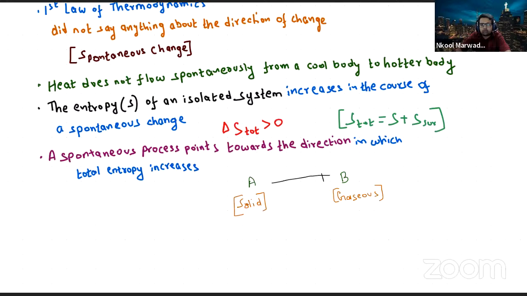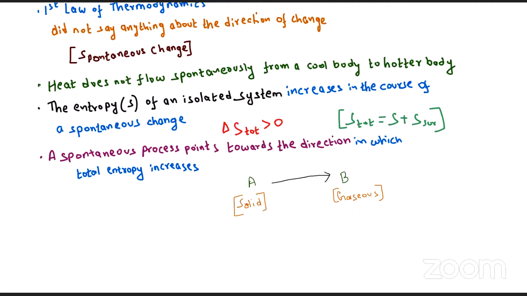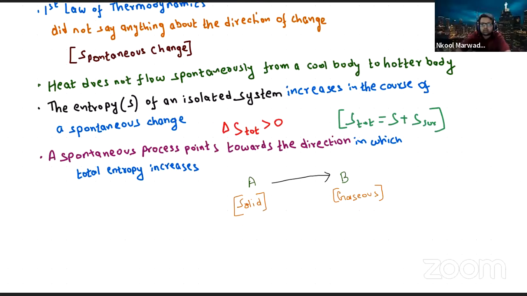Like I have the wood, I just have to initiate the fire, and the burning process will start. Now the idea is that burning will happen automatically, spontaneously. Why? Because in this direction from A to B, the entropy is increasing. The solid particles are getting converted into gaseous particles, so they are liberating themselves. The total entropy is increasing.